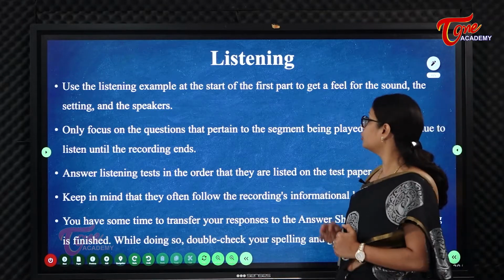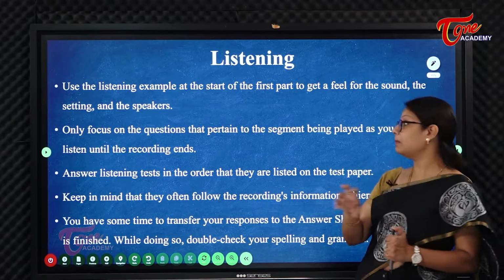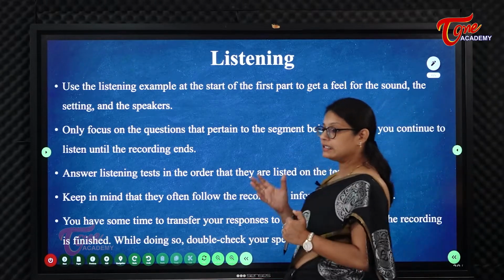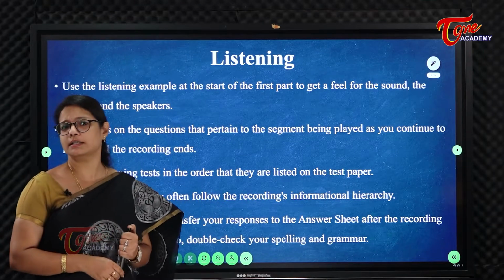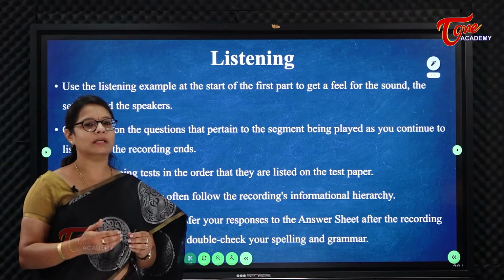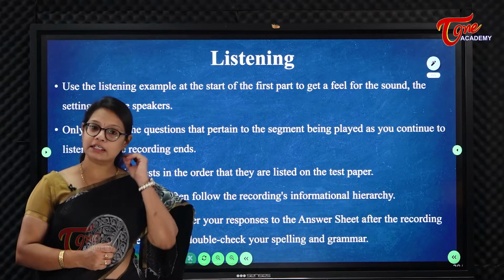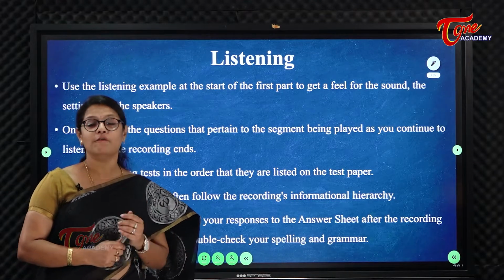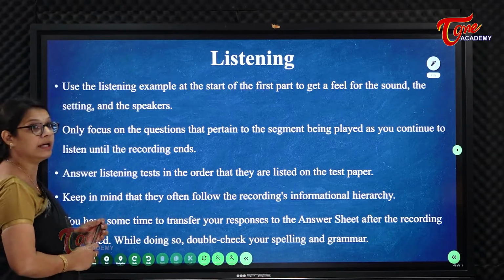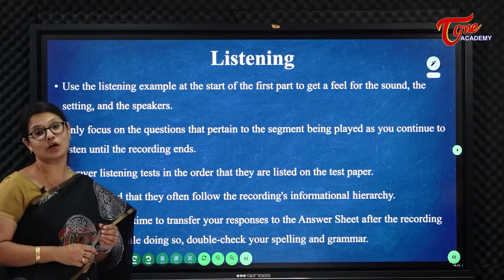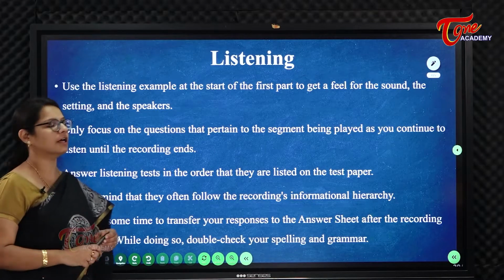Now, focus only on those questions pertaining to the segment you're listening to. As we've already discussed, there are about 4 segments in your listening task. So when you're reading the questions and listening to the audio, focus only on the questions pertaining to that particular segment which is being played to you, while you have to listen to the recording until the whole of it comes to an end.